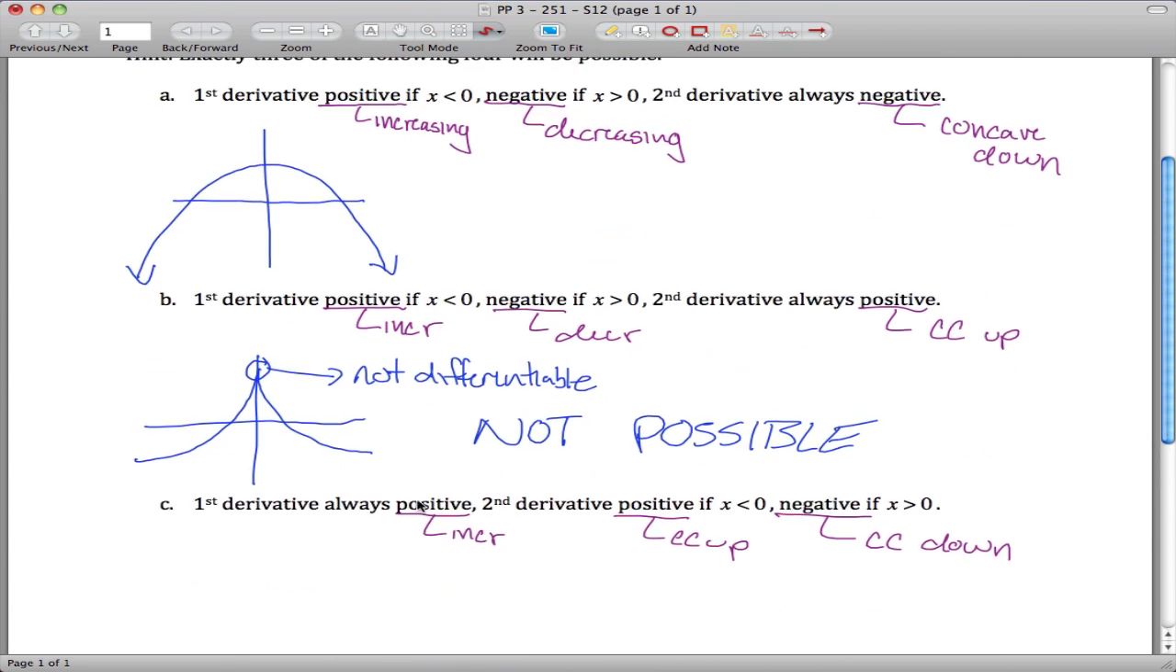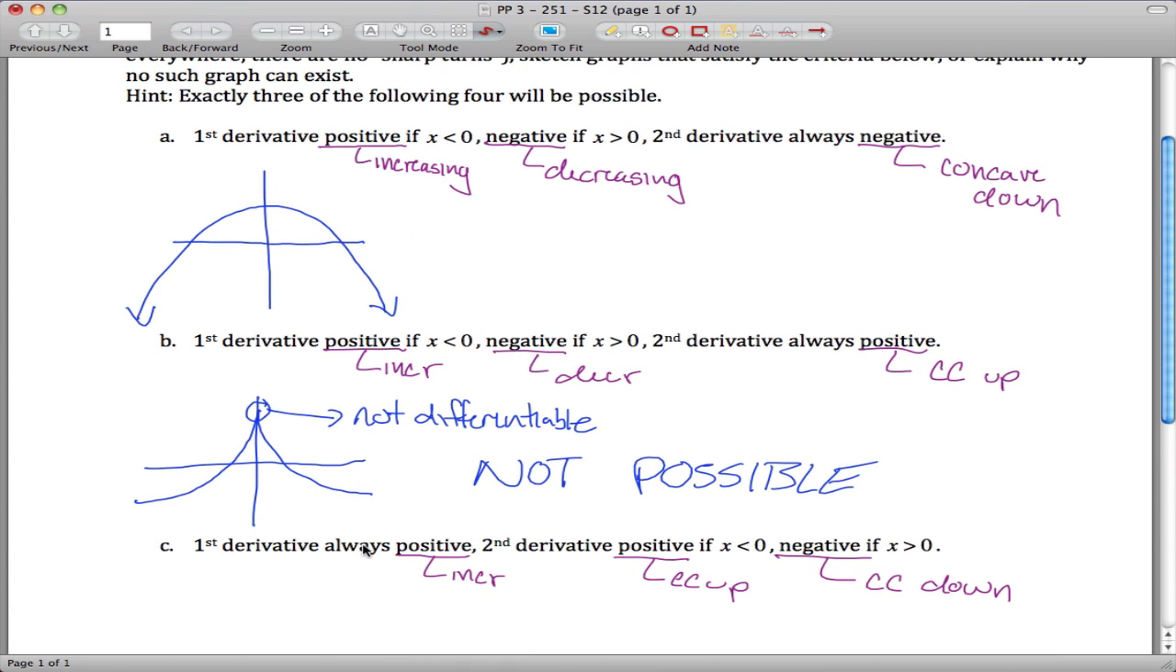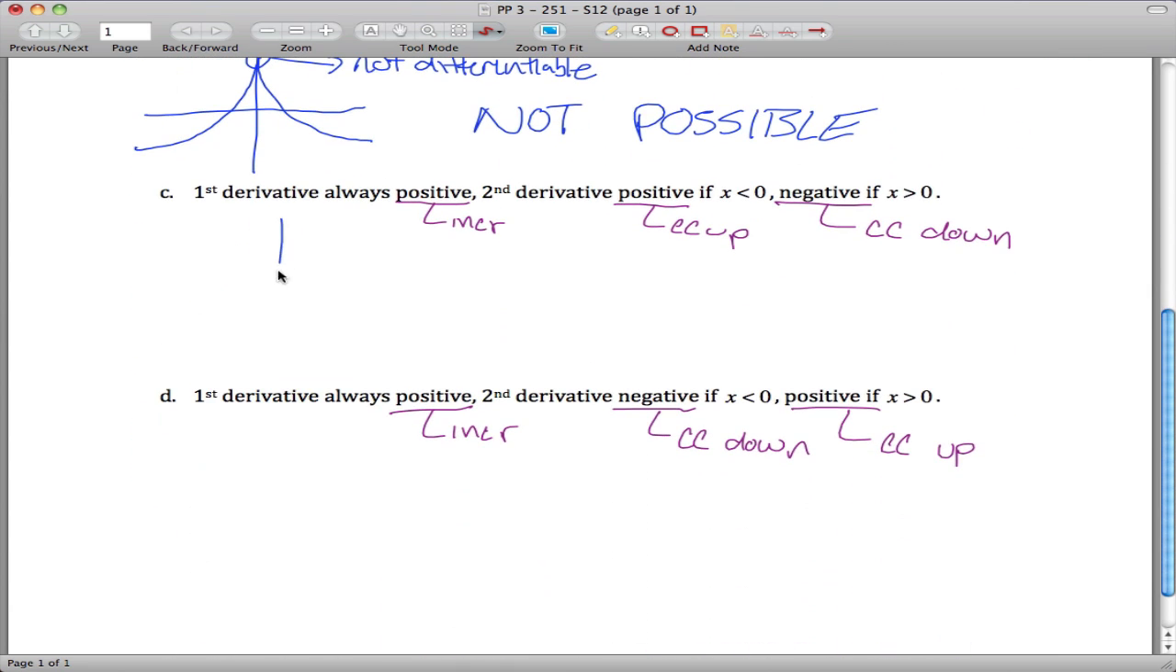Now we know these have to exist because it says up here that only one of the 4 is not possible. So in this one, we're always increasing. It's always going up. But our second derivative switches from concave up to concave down when x equals 0. So this one is going to look something kind of hard to draw. We're concave up and increasing, and then we switch, well, kind of ran out of room, but that's all right, to concave down. Concave up to concave down, but it's always increasing. So maybe your graph looks something like this.